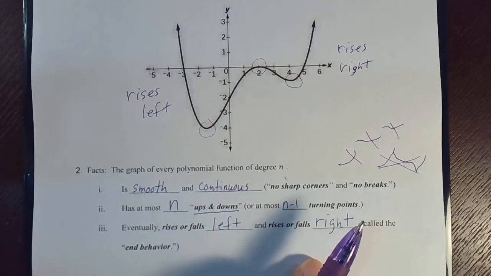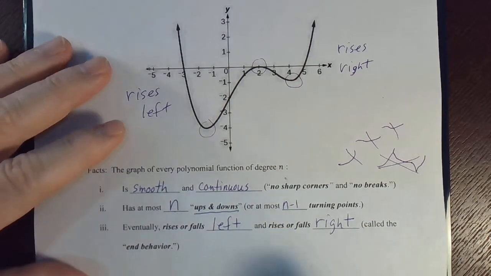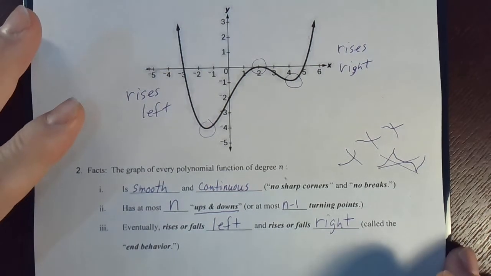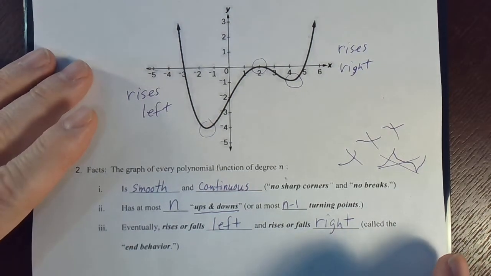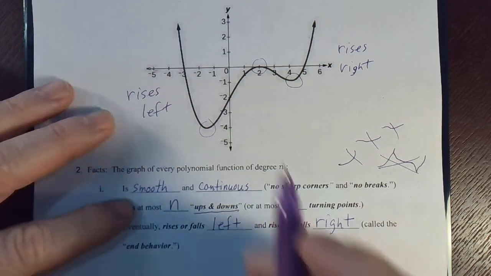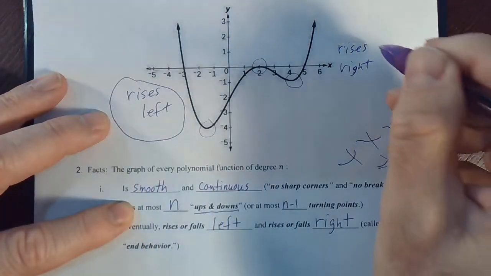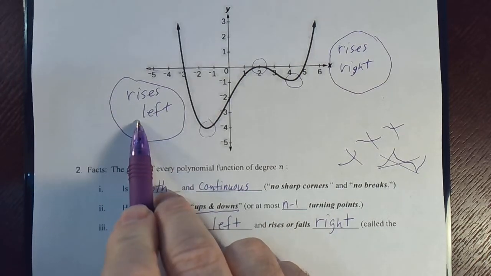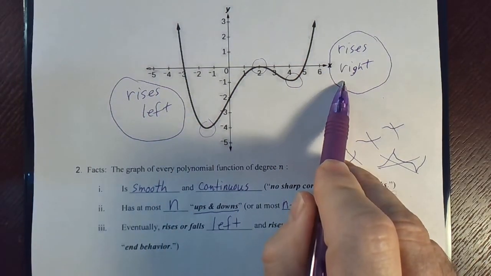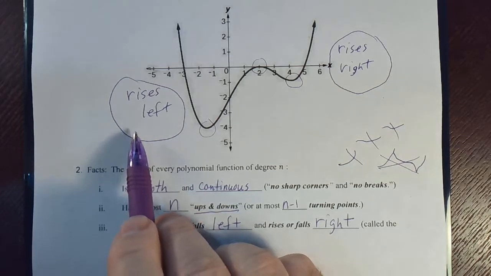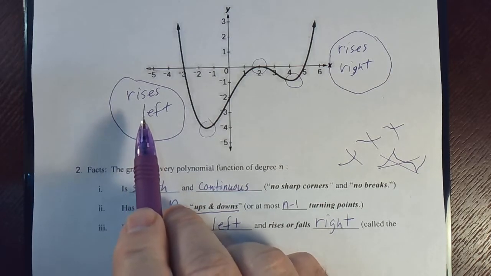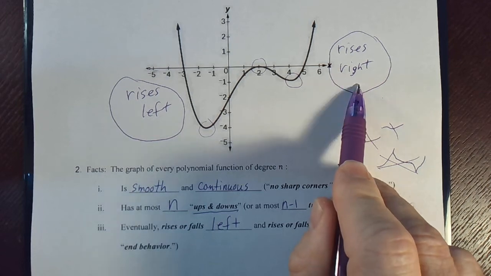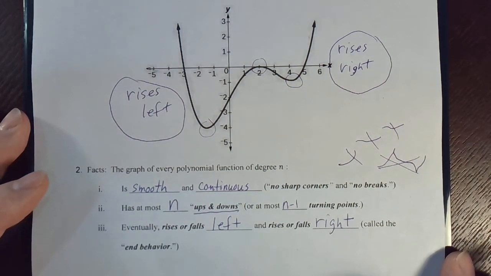And when you're asked in a problem like this to discuss the end behavior, it takes 4 words. For this graph, it would be these 4 words. It rises left, it rises right. So your only possibilities are rise left or fall left, rise right or fall right, when it says discuss the end behavior.